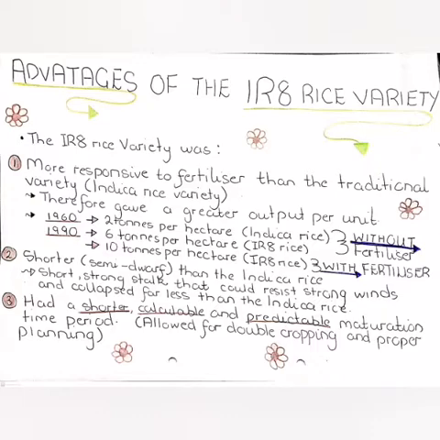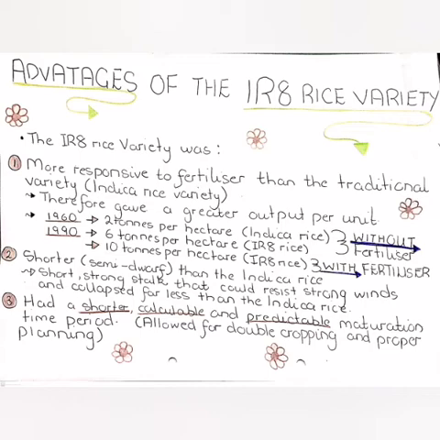Now we're going to look at some of the advantages of using the IR8 rice variety in particular. So the IR8 rice variety was more responsive to fertilizers as compared to the traditional indica rice, and this resulted in greater yields per unit output. In 1960, every hectare produced about 2 tons of rice when using indica rice. However, by 1990, this increased to 6 tons per hectare using the IR8 rice variety.